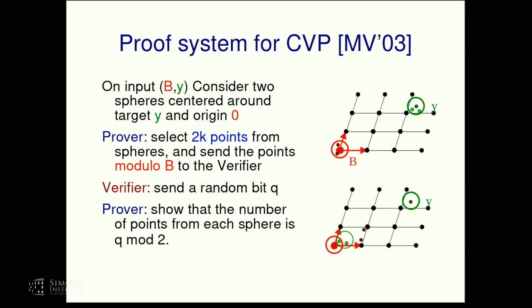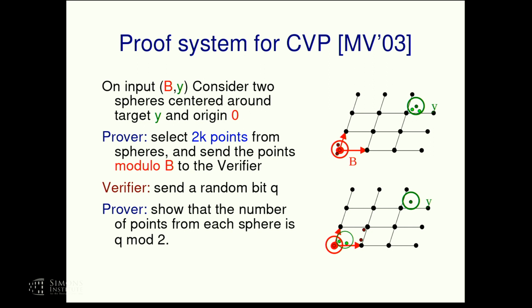And the prover claims that these two numbers can both be even at the same time or odd at the same time, which is only possible if there is a point in the intersection of the two spheres, modulo the lattice. But the only way for the two spheres to intersect is for the target to be close to the lattice. So the only way to be able to answer both questions is that the target is close to the lattice. I hope this gave the intuitive idea.